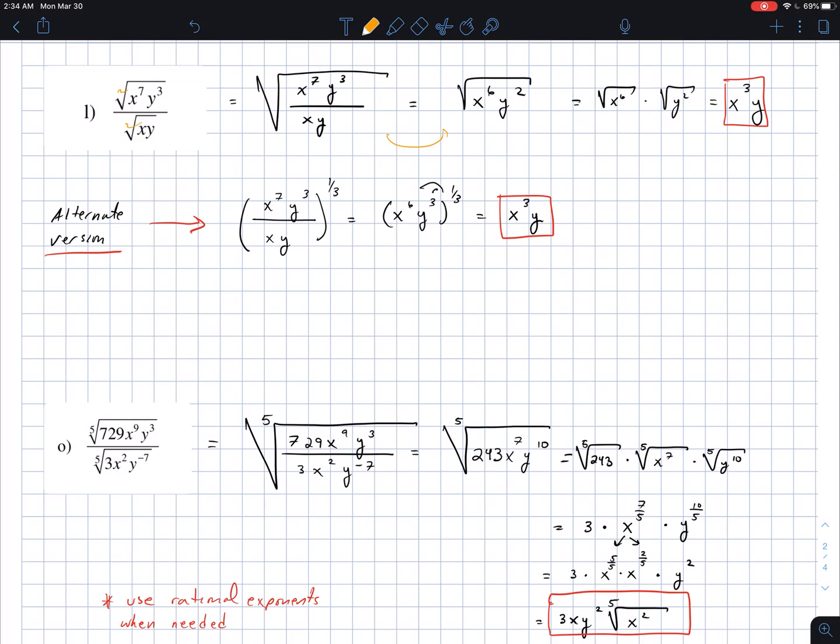So the square root of x to the 6th is x cubed, and the square root of y squared is y. But remember, it's really the absolute value of y, but we're just talking about the positives. If you look at the alternate version, I use it all with rational exponents. Not much has changed. And again, the two are exactly the same darn thing. Okay, so hopefully you're okay following this information. You'll have to let me know in the stream.